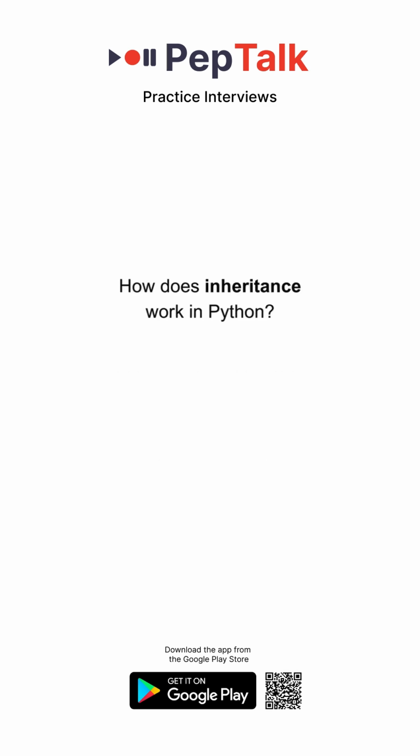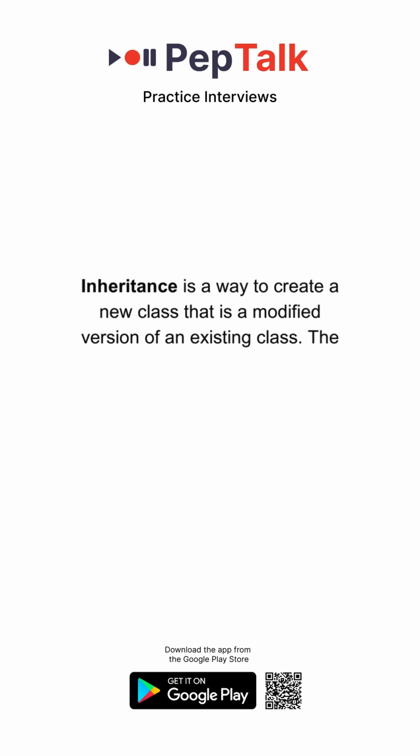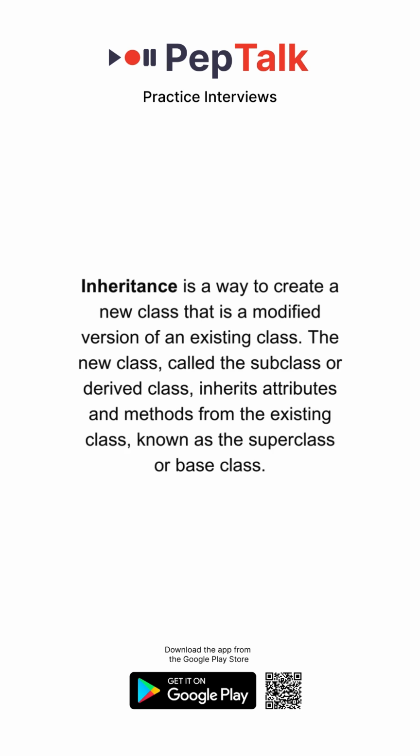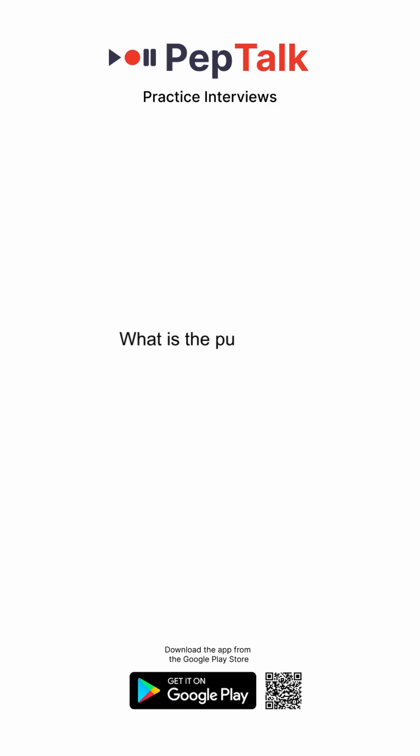How does inheritance work in Python? Inheritance is a way to create a new class that is a modified version of an existing class. The new class, called the subclass or derived class, inherits attributes and methods from the existing class known as the superclass or base class.